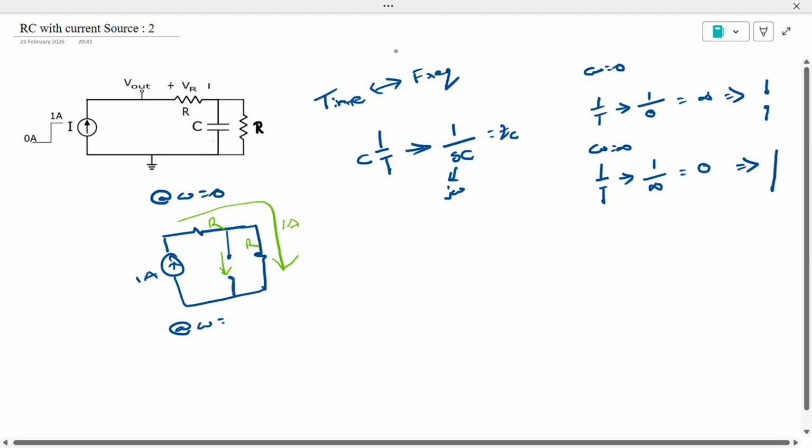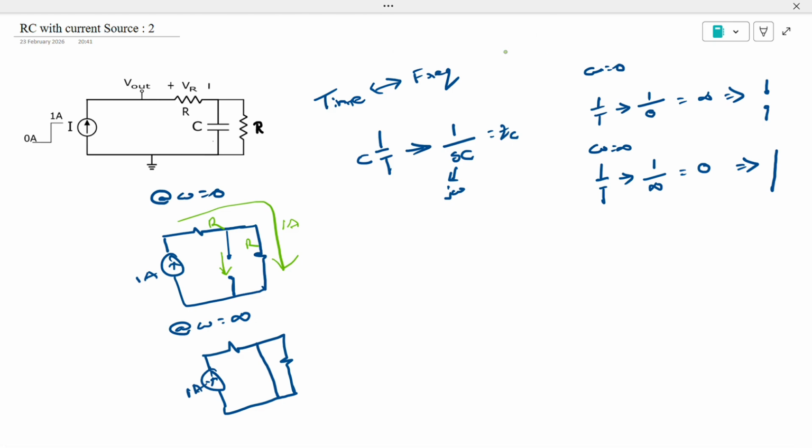And at omega is equal to very high frequency, the circuit will be as usual. And what about the capacitor? Yes, the capacitor can be short circuited. If it is short circuited, the 1 ampere current completely will flow through this path. In this path, it will be 0 ampere since this is low resistance path. So for higher frequencies, capacitor's impedance will be very low, and for lower frequencies, capacitor's impedance will be very high.